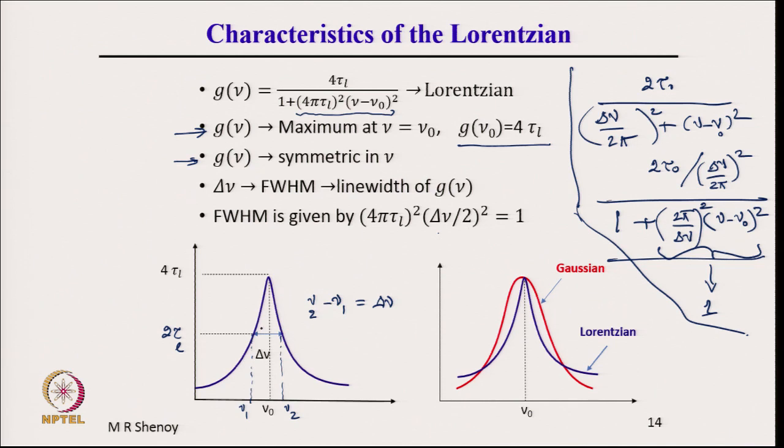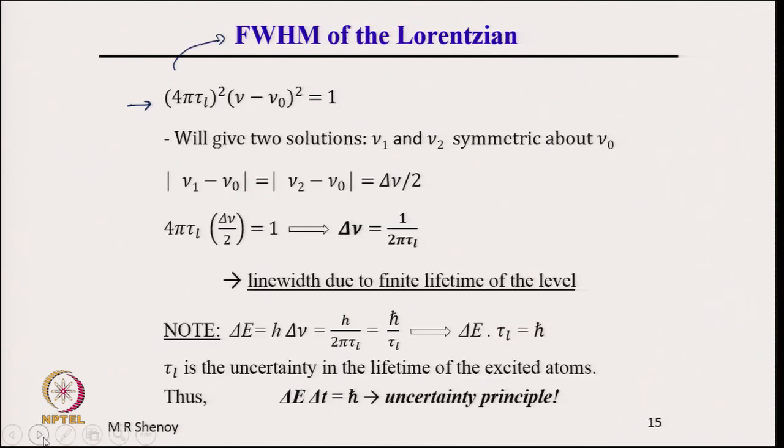So, the important point is to see that there are two solutions and delta nu is the separation nu 2 minus nu 1. Therefore, this is equal to delta nu by 2, and if we now substitute this, then we get delta nu is equal to 1 divided by 2 pi tau L. This is the full width at half maximum, FWHM, of the Lorentzian.